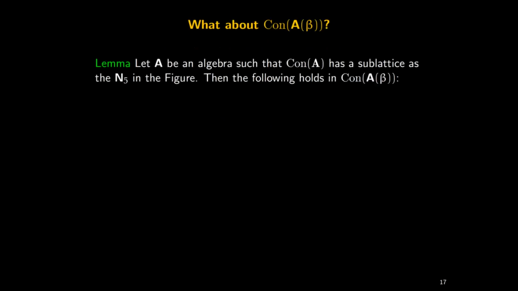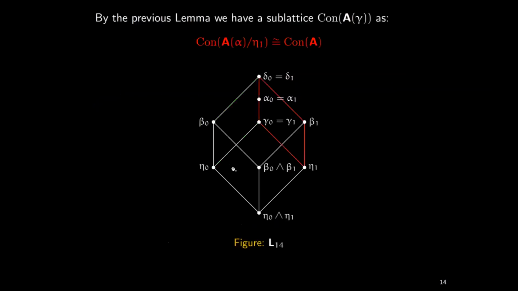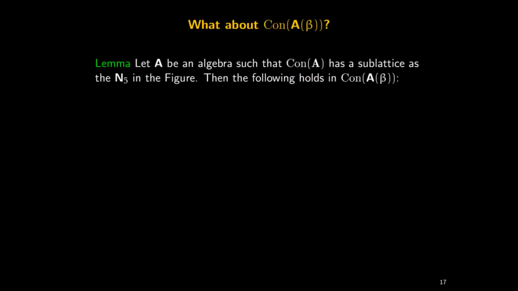Another application, the one that we first tried for this technique, was to still consider N5 labeled as before. Just to re-see it with the beta, that is the standing-alone congruence on the left. So what about A of beta? What was the question about it? Is A of beta uniquely determined? The answer is no, and it was already observed by Freese.